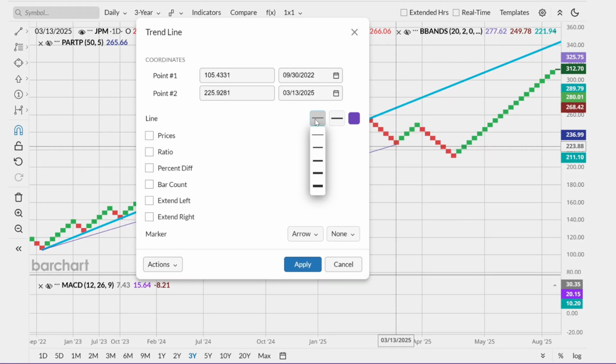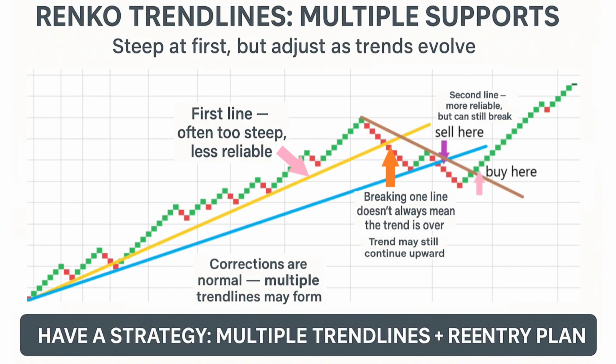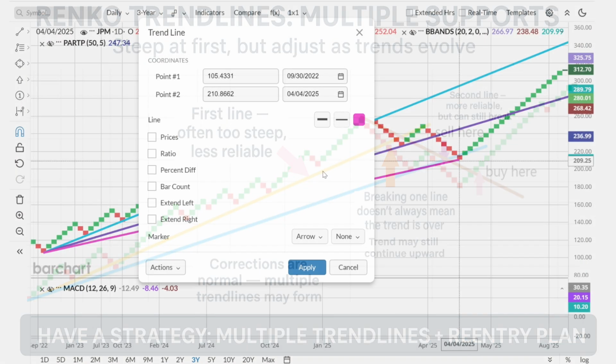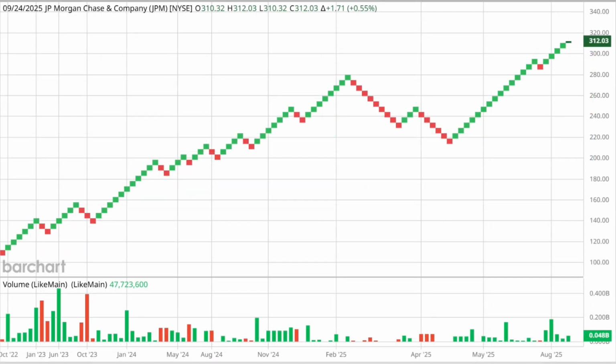Now, here's something important to understand: you don't always have just one trend line. In an uptrend, the first trend line might be too steep, and when the market corrects, price often falls back, finds a lower support level, and then rebounds while still keeping the bigger uptrend intact. That means you may end up with multiple trend lines, each one stepping down a bit, but all pointing to the same overall direction. In this JP Chase Renko chart example, first, we draw the initial trend line.